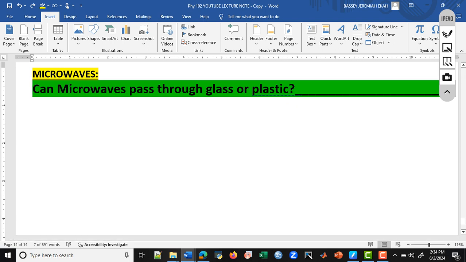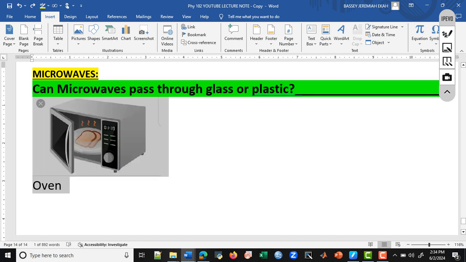This is a figure representing a microwave oven, and you see mostly microwave ovens, they use plastics and glasses to make them. Some of the cookers we use to prepare our food are applications of microwave.